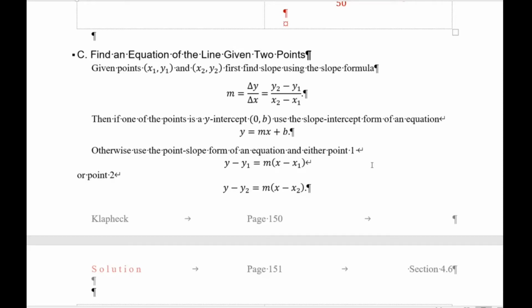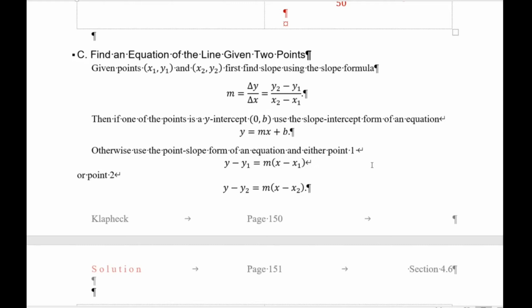Section 4.6, Part C. Find an equation of the line given 2 points. So say we're given points x1, y1 and x2, y2. Here the subscripts, remember, just tell us that these x's are different, the y's are different. So given those 2 points, first find slope using the slope formula. m equals change in y divided by change in x, which is y2 minus y1 all over x2 minus x1.